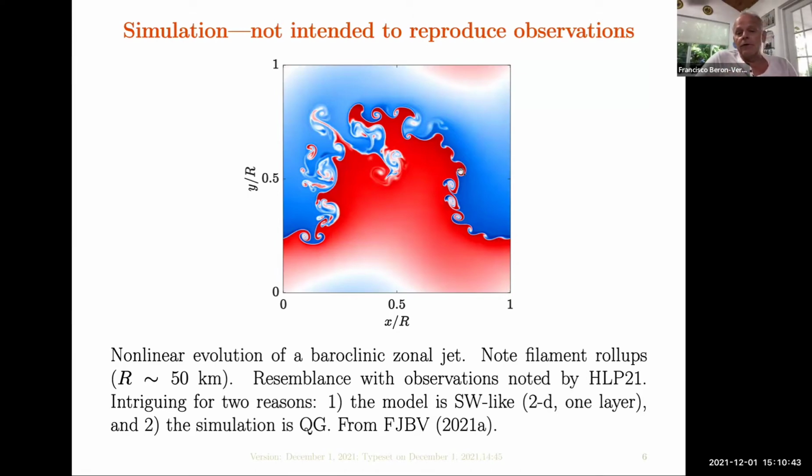I know the filamentation developed there, but it's intriguing for two reasons. It's because the model is shallow-water-like: it is two-dimensional, has only one layer, and it's also a quasi-geostrophic simulation. And you expect to see this type of structure in more sophisticated simulations of primitive equations and in three dimensions. So this is interesting.